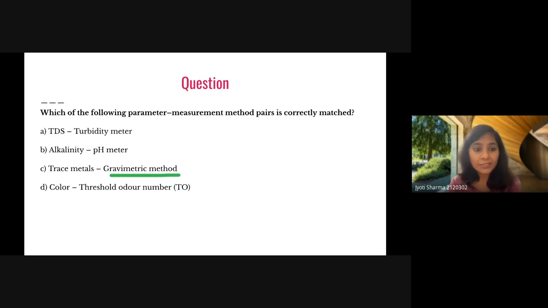Mithur gave me B answer. Obviously, if you want to see the alkalinity or acidity of the water, you will use the pH meter, right? So this one is the right, and why are your A, C, D not the right answer? Let me show you.